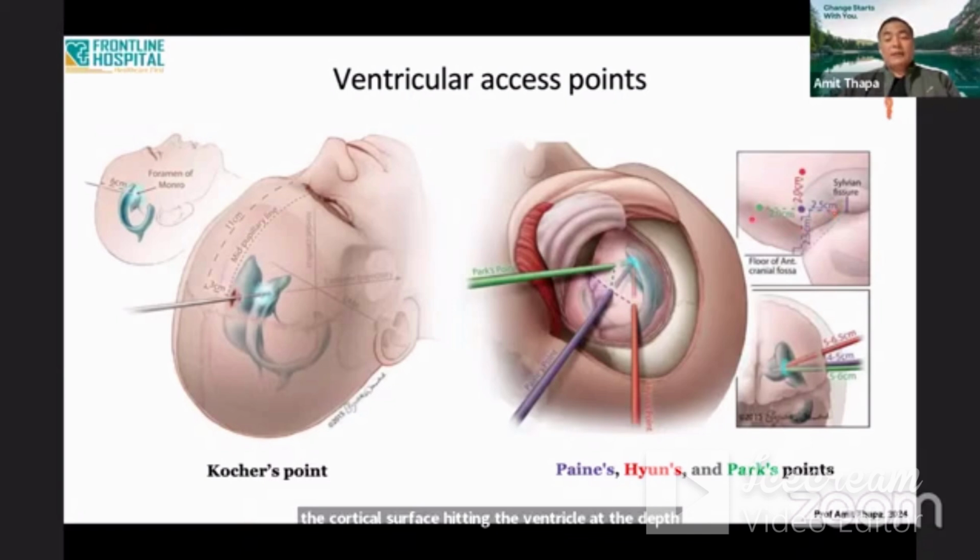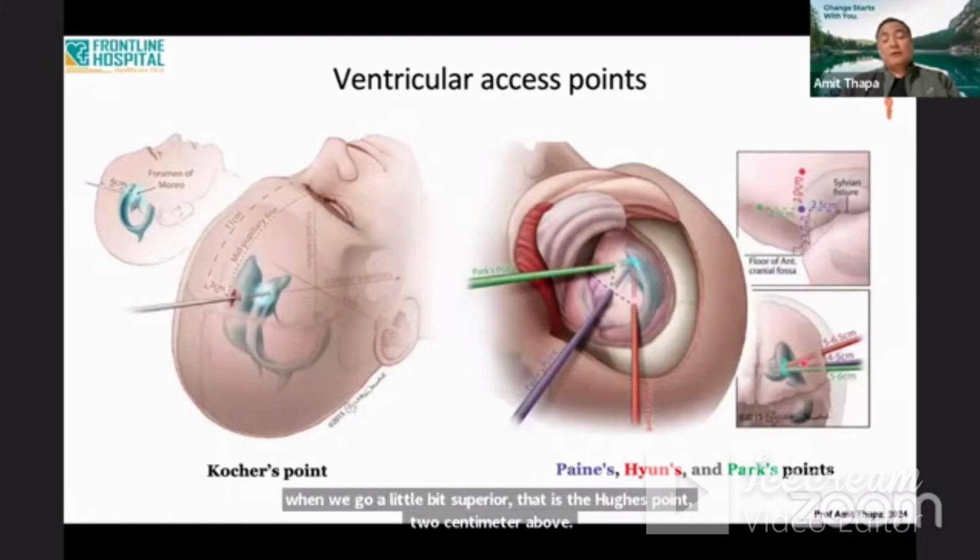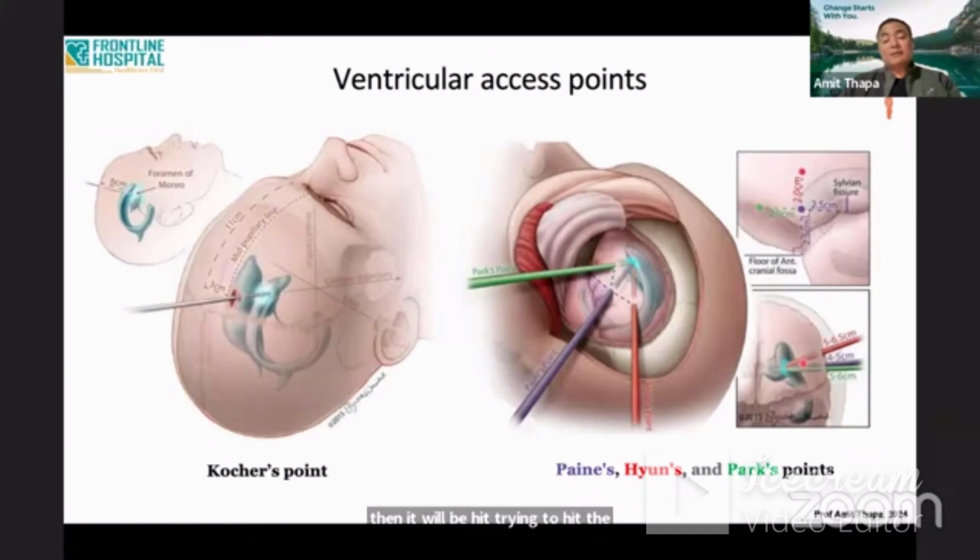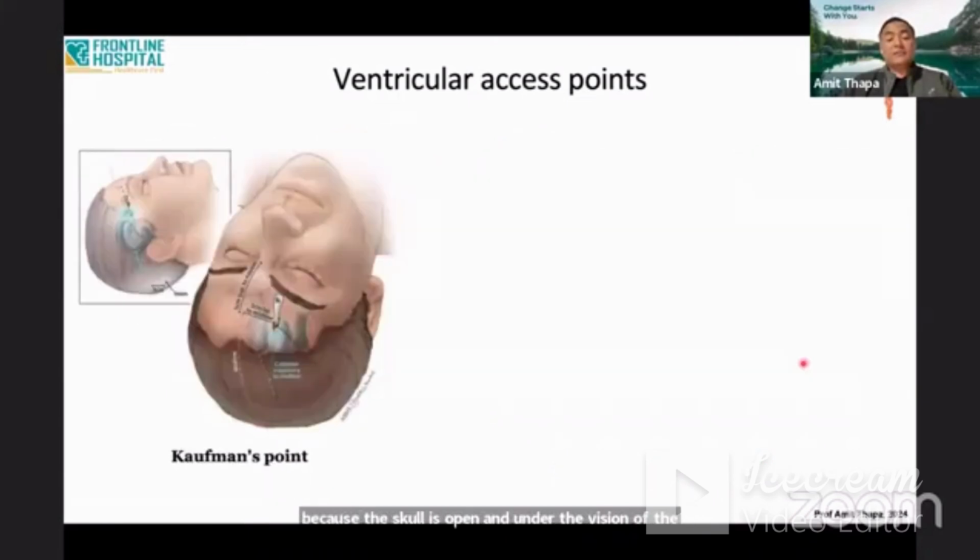However, when we go 2 centimeter anterior, that's Park's point, then we will be hitting the ventricle at 5 to 6 centimeter depth. And when we go a little bit superior, 2 centimeter above, that is Keen's point, it will be hitting the frontal horn with a little bit of inferior angulation, at 5 to 6.5 centimeter. Now, this targeting can also be done using ultrasound guidance, because the skull is open, and under the vision of the ultrasound, one can hit the frontal horn very easily using these targets.